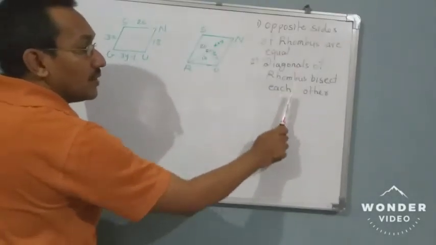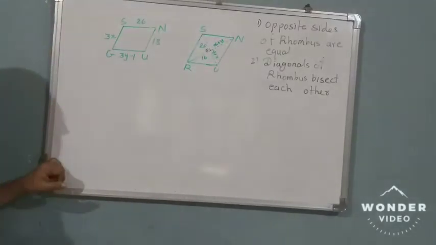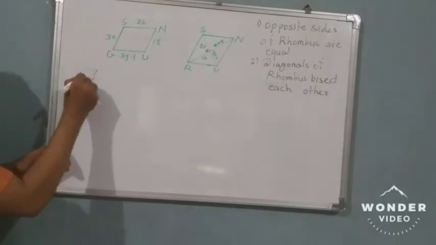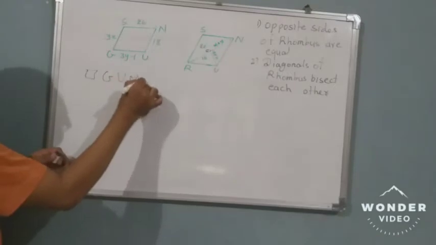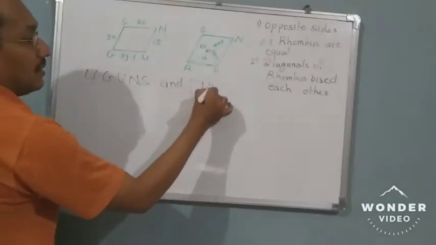Second property is diagonals of a rhombus bisect each other. Two rhombuses they have given. One is Gun's rhombus, that is GUNS, and another rhombus they have given, RUNS.